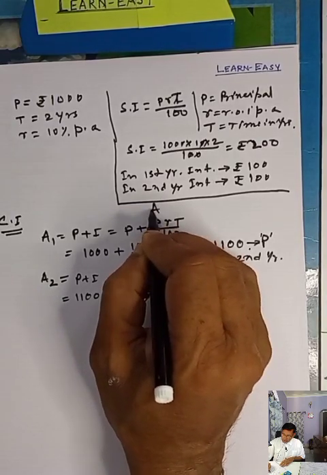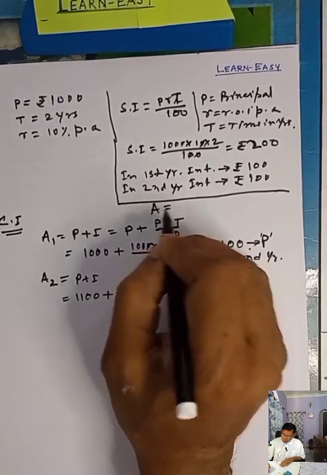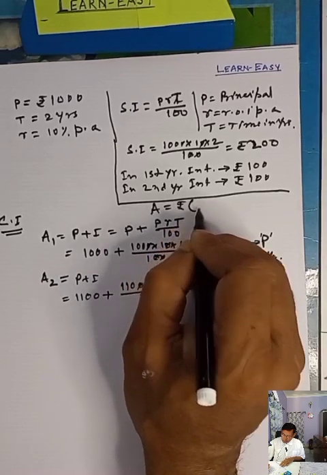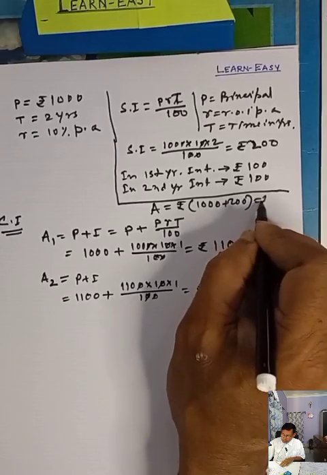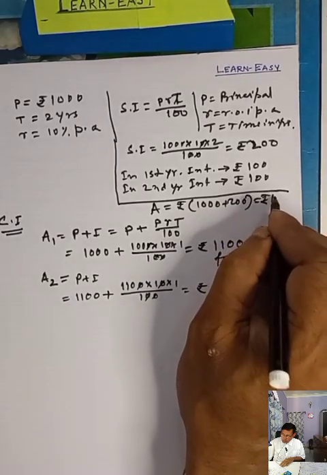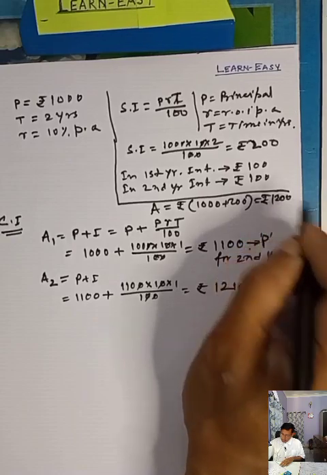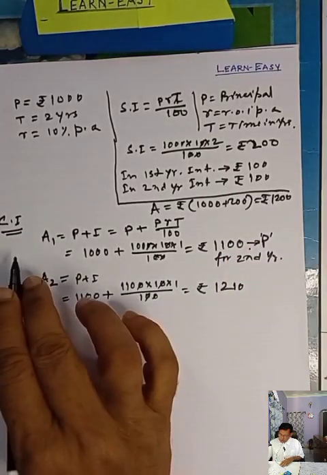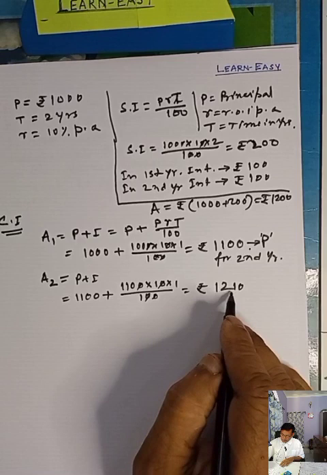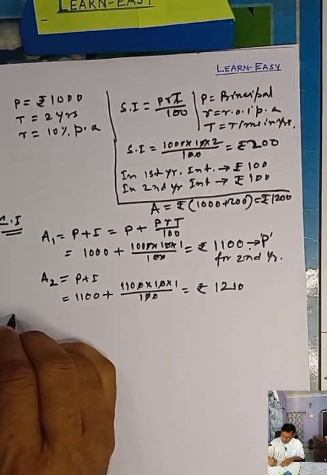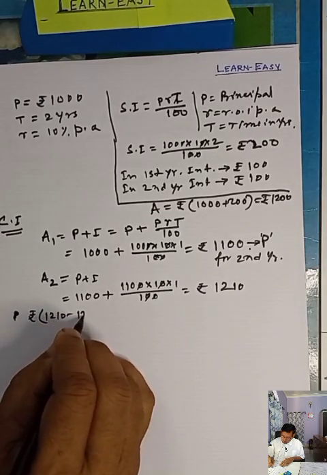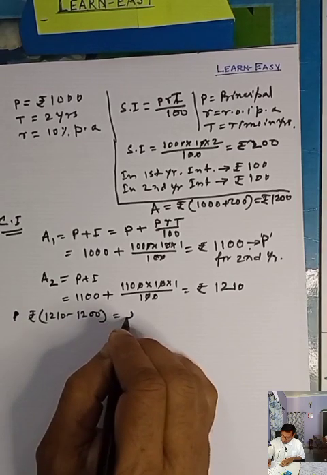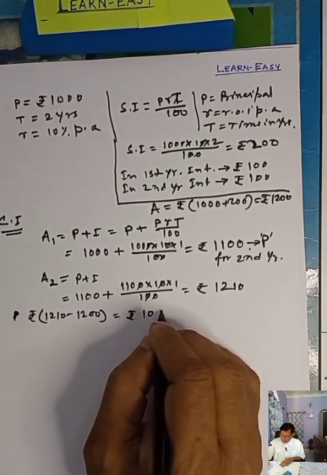In case of simple interest, he got a total amount of rupees 1000 plus 200 is equal to rupees 1200. In case of compound interest, he is getting 1210. So he is getting 1210 minus 1200 is equal to rupees 10 extra.